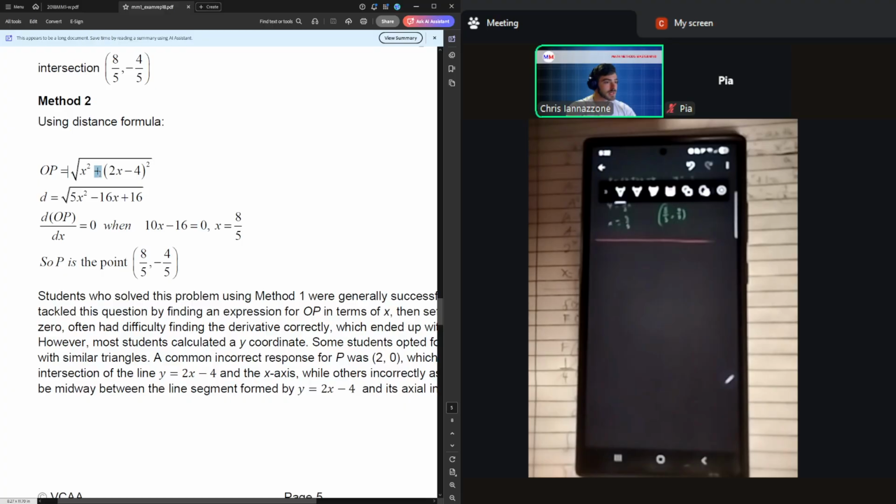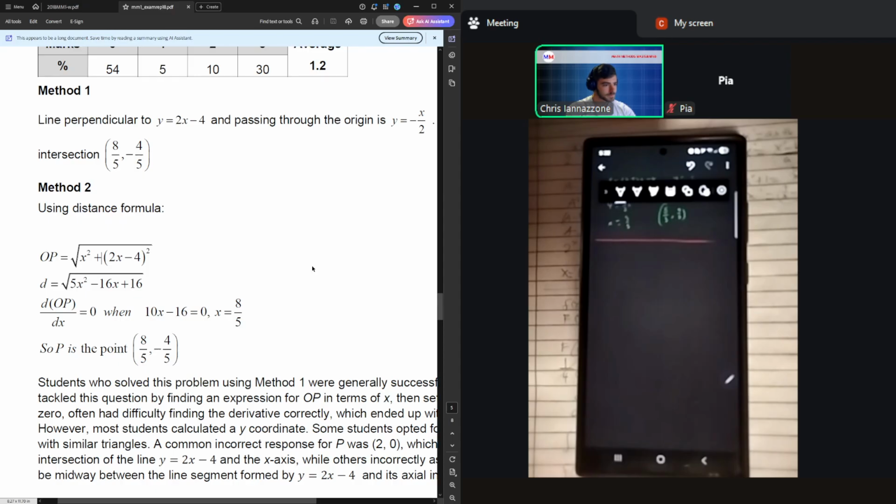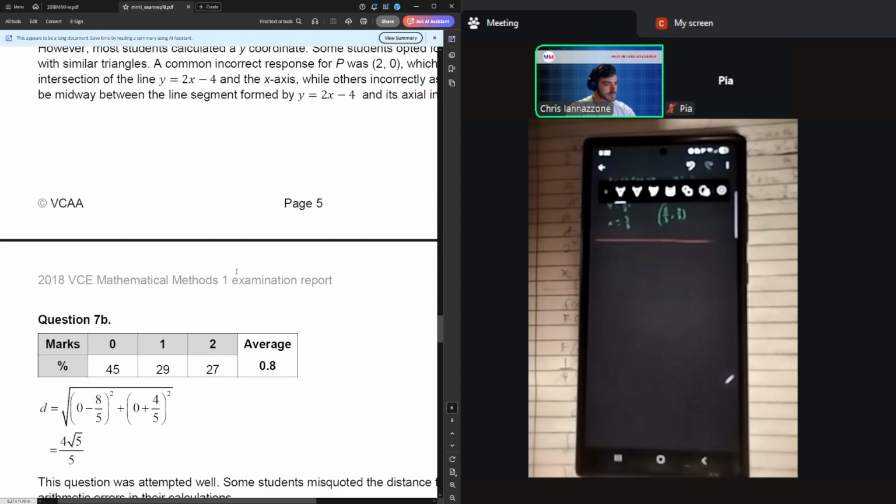Or you might have already had a distance formula, which would have been the harder way to do it. If you already had it, then you're really happy because you just shove in the point and shove in the x value rather, and you're sorted. Either which way, you're going to get to the 4√5/5.